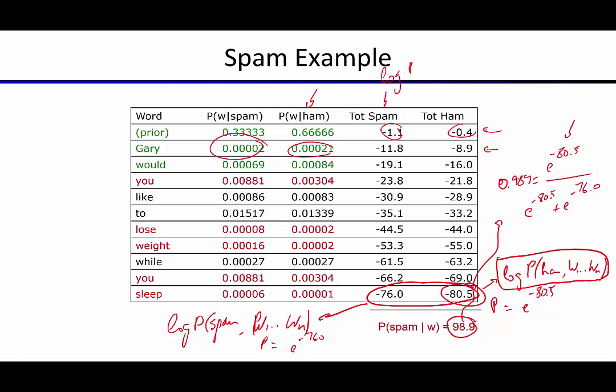But don't we want that? Oh, I see what you're saying. We want the other one. So then we would want 1 minus this thing, correct? So you're saying we want the other number. So we want, in this case, the 76 at the top, because we're looking at the spam one. Correct, thank you.